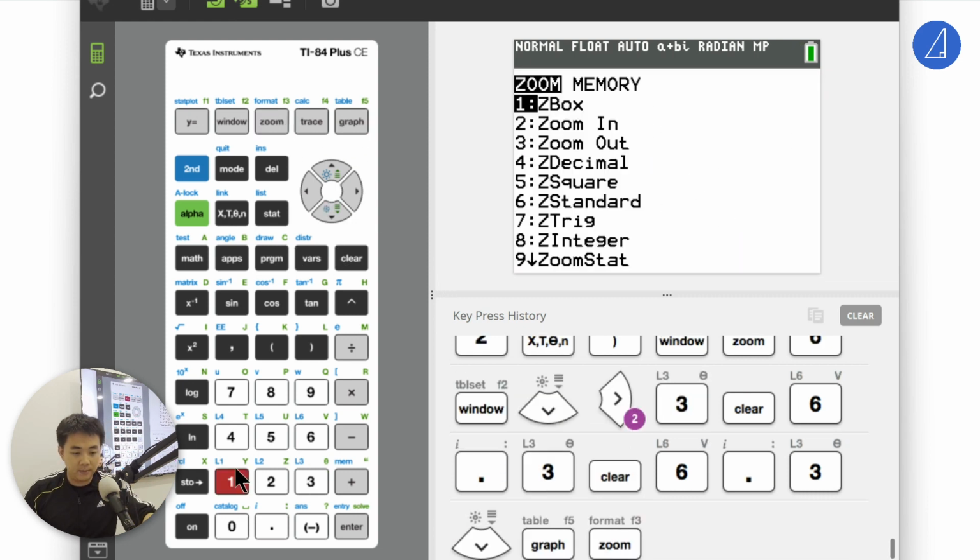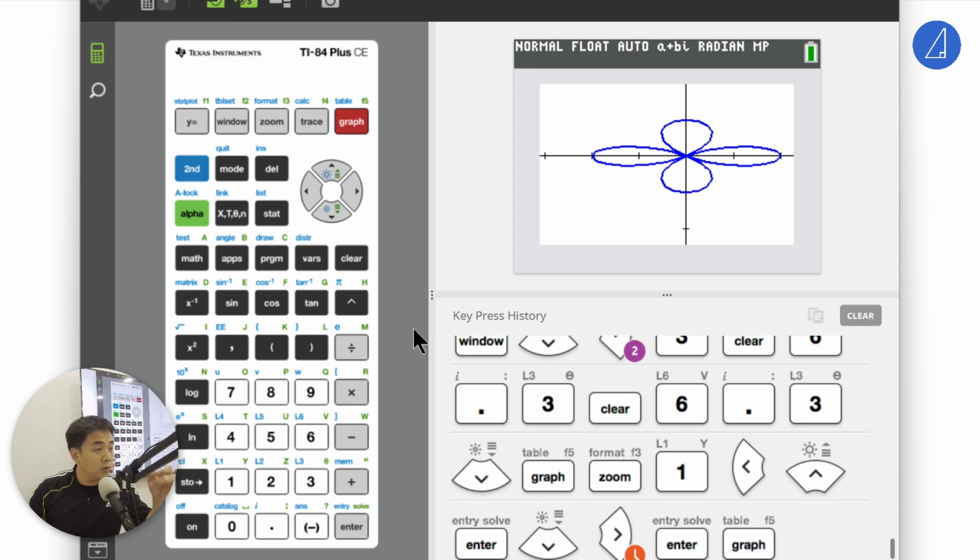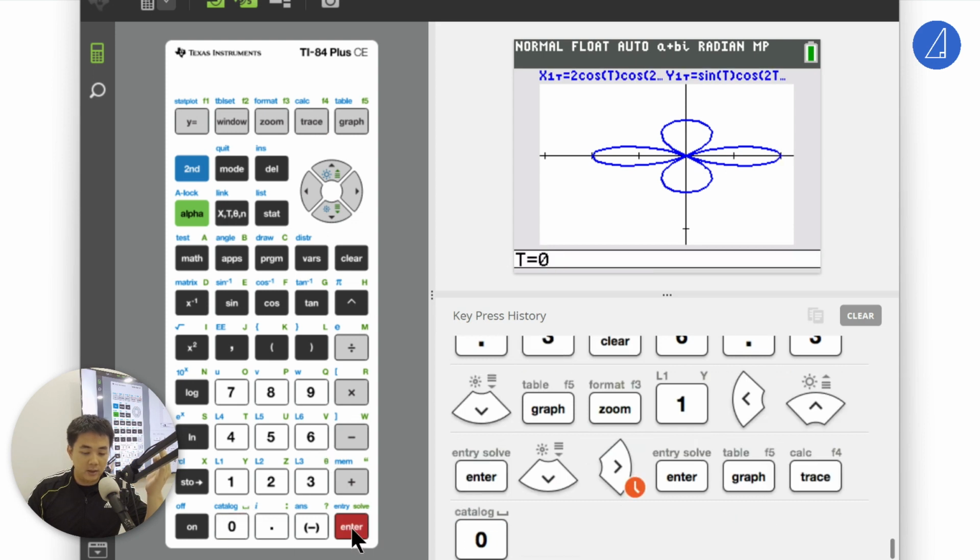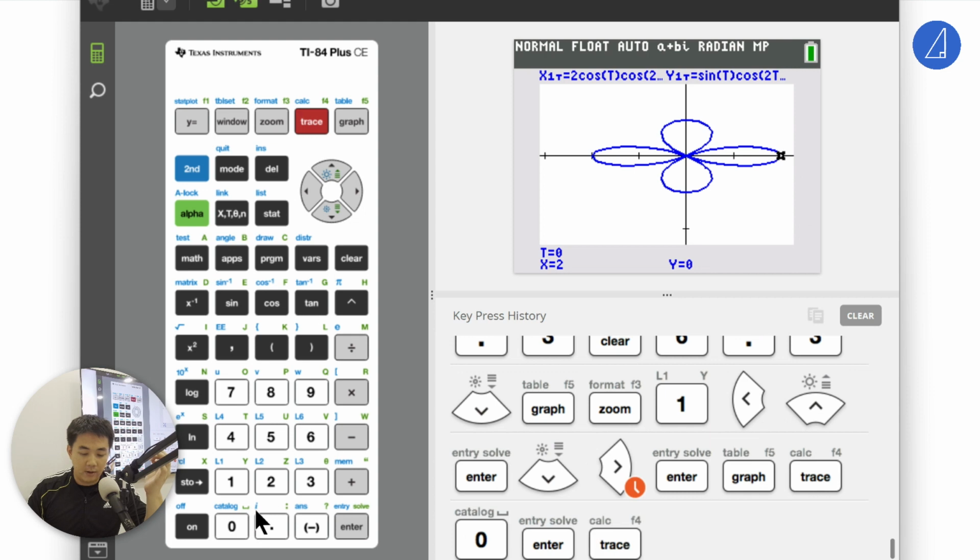You zoom box first. The question is, how do you actually find all these points here? Firstly, what I'll say is you just press trace. Try 0 first. 0 is here. So I will suggest that you trace, then you can put something like pi over 2.